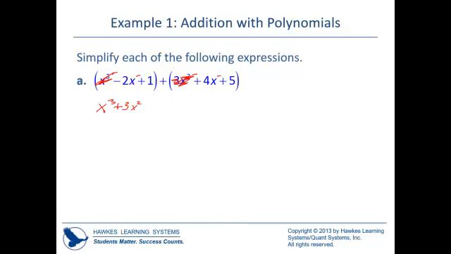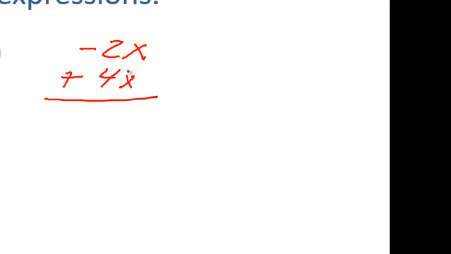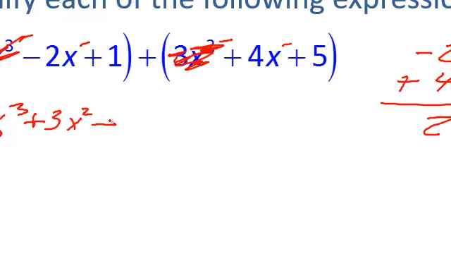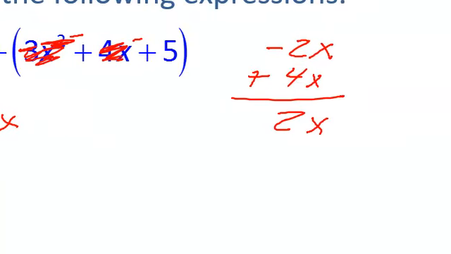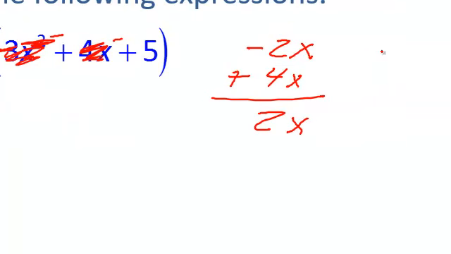Now, I've got a -2x to the 1st and 4x to the 1st. So I can kind of combine those terms. And so when I add those two together, -2x plus 4x is a positive 2x. So I will put that difference right here and scratch them out. And finally, all I'm left with now is my whole numbers, 1 plus 5. And so that gives me a positive 6.